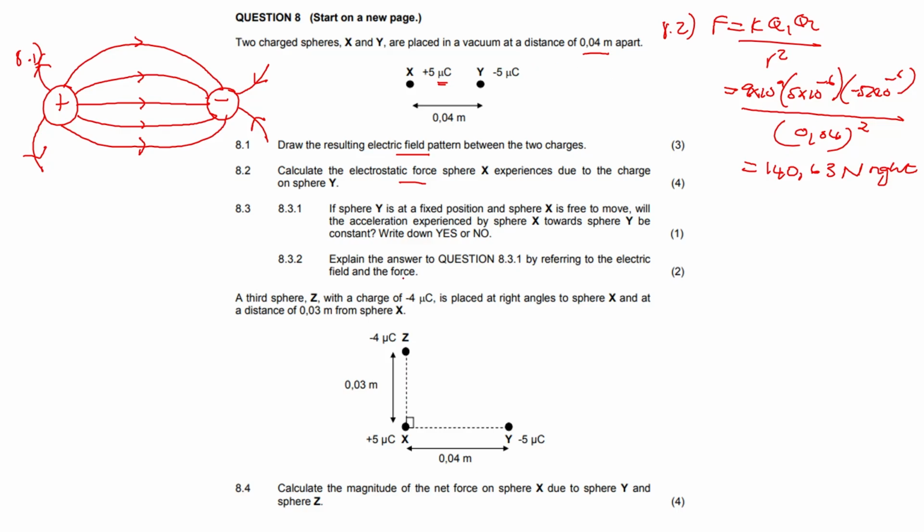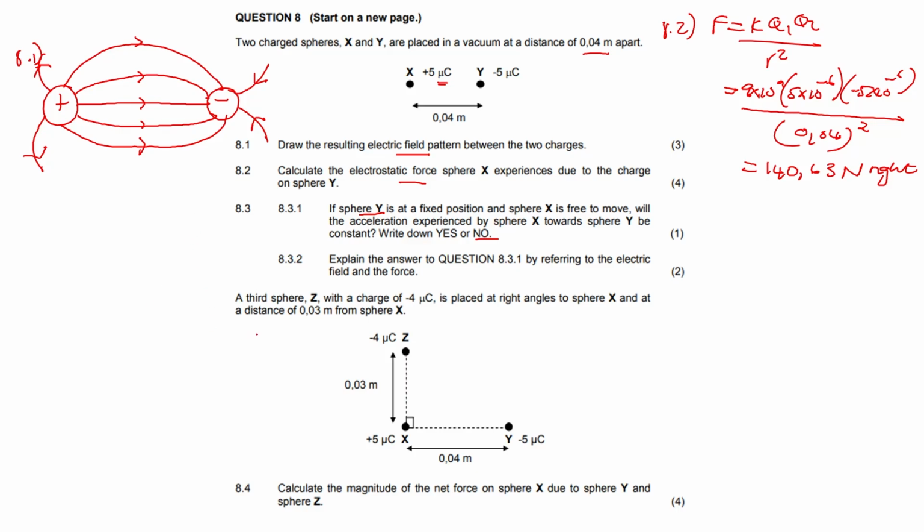Okay, 8.3.1. If sphere Y is at a fixed position and sphere X is free to move, will the acceleration experienced by sphere X towards sphere Y be constant? Yes or no? That answer is no. Explain your answer by referring to the electric field and force. So the answer is no, because the electric field is stronger closest to the charges and therefore not constant, which means the force will not be constant, which means the acceleration will not be constant.